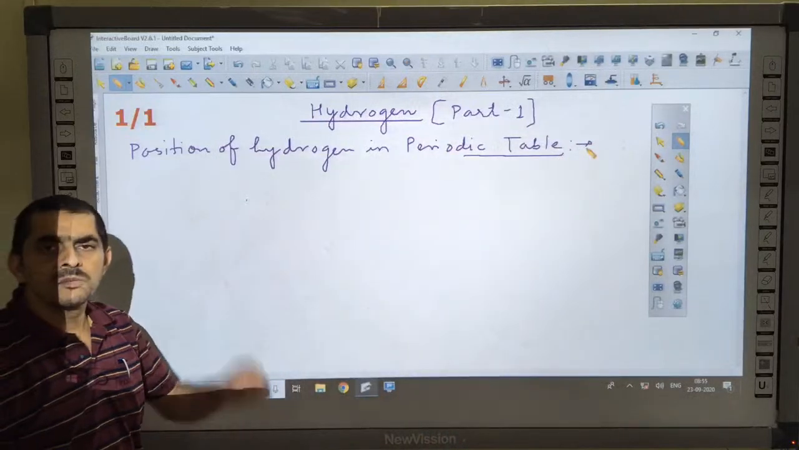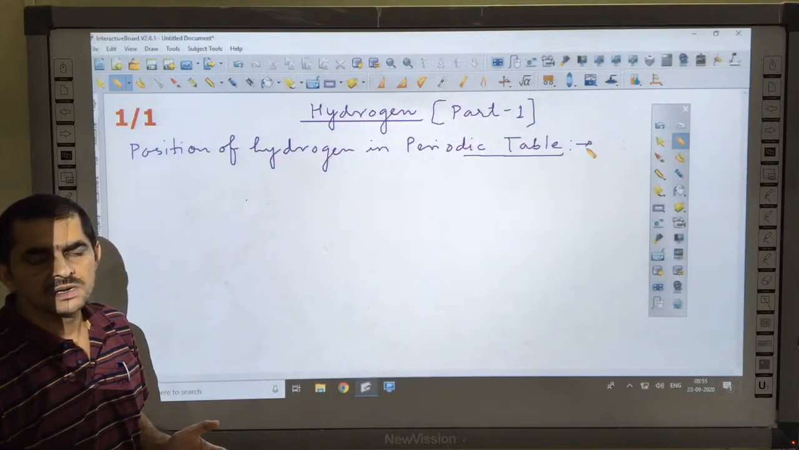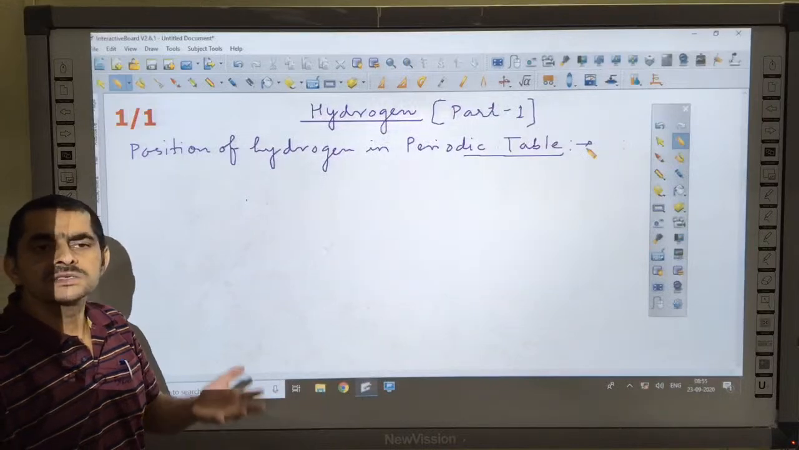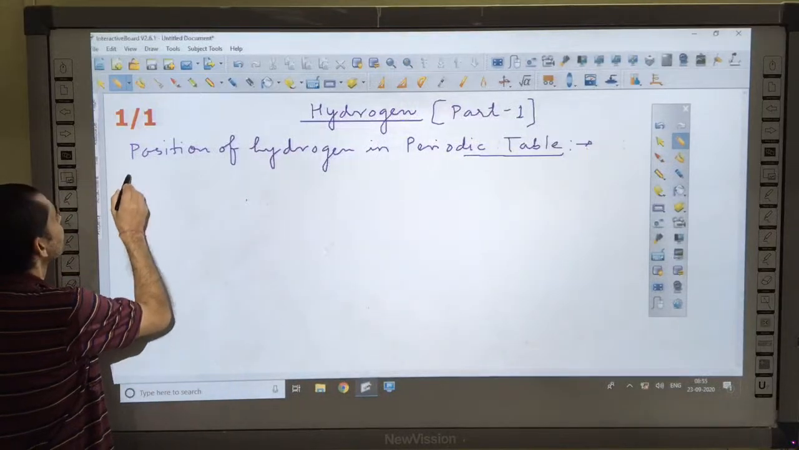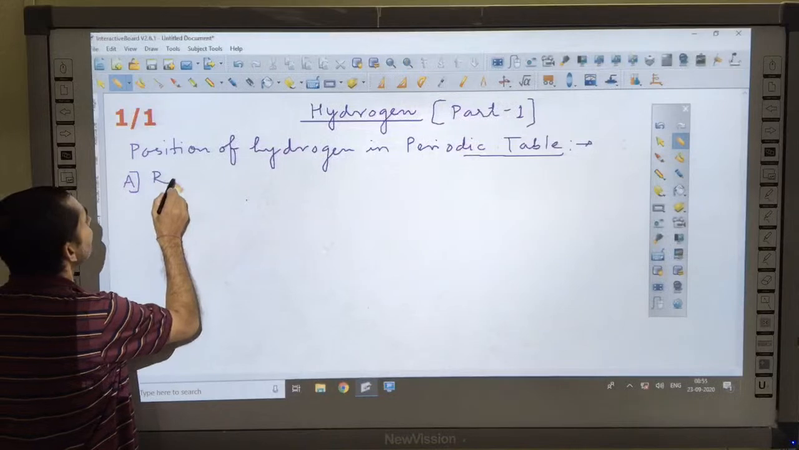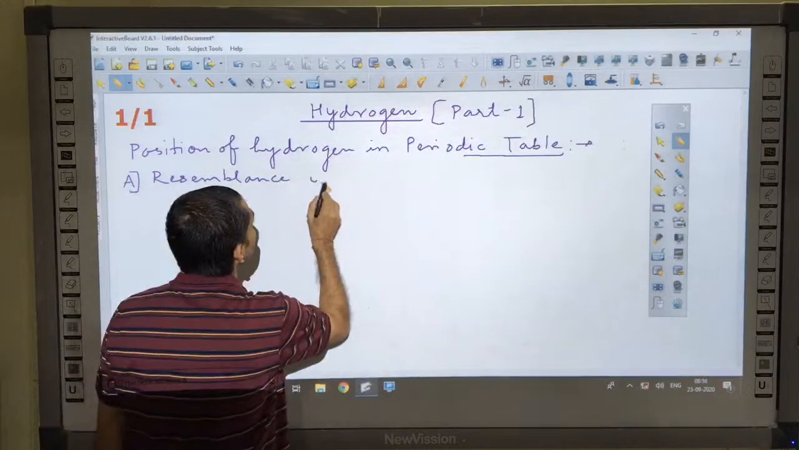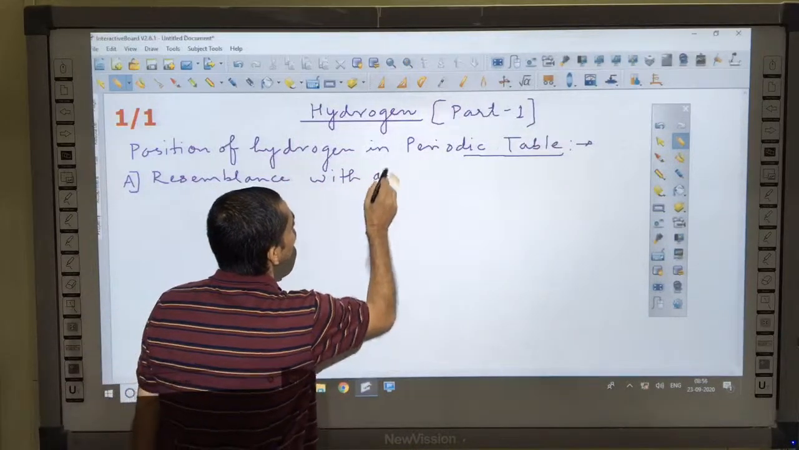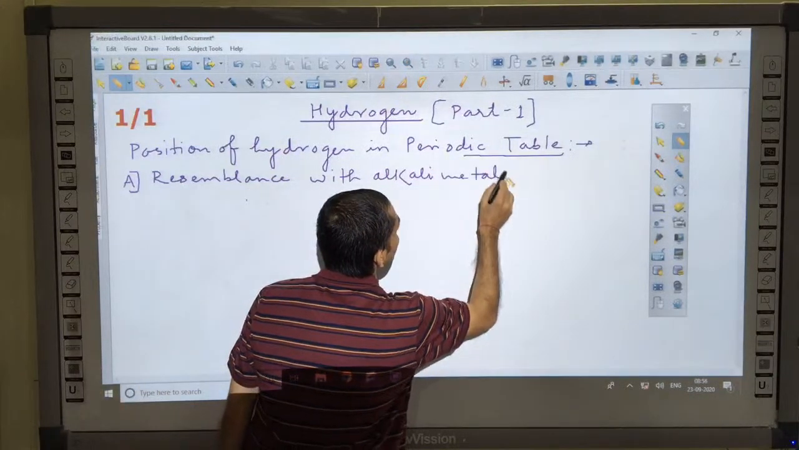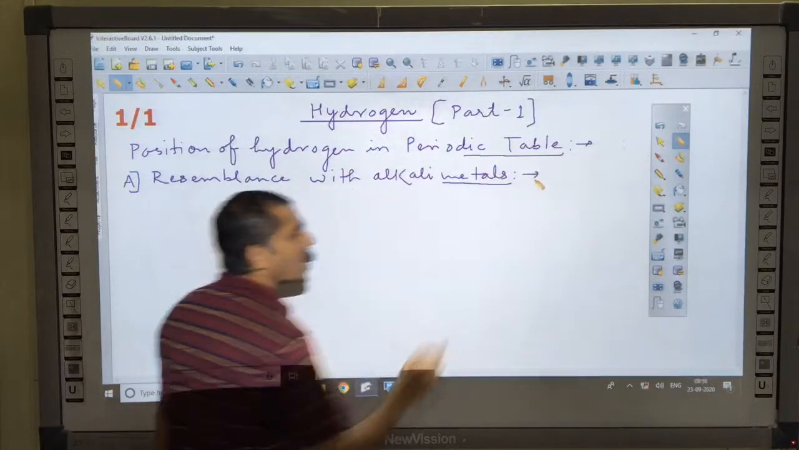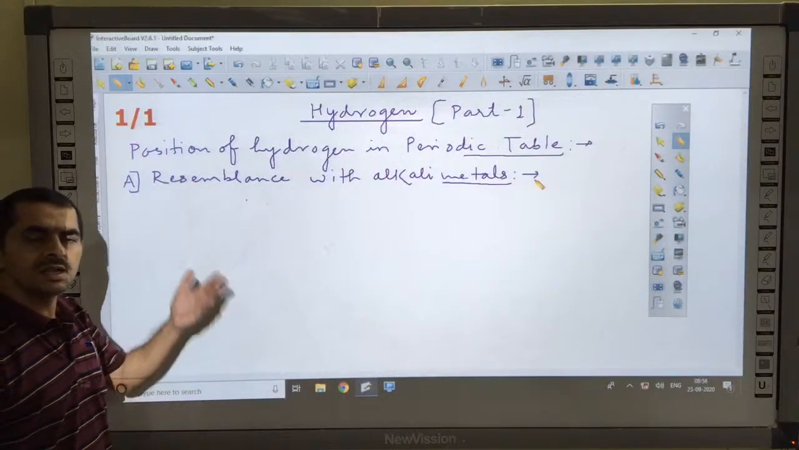Still, in the modern periodic table, the position of hydrogen is not justified. Why is it not justified? There are certain cases for it. First of all, part A is resemblance with alkali metals. Hydrogen resembles alkali metals in a number of properties. What are those properties? Let us see one by one.